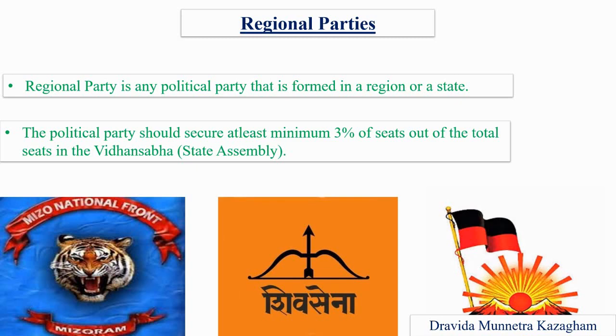Examples of regional parties in India are the Mizo National Front in Mizoram, Shiv Sena in Maharashtra, Dravida Munnetra Kazhagam, DMK, in Tamil Nadu, and many more regional parties formed across the country of India.